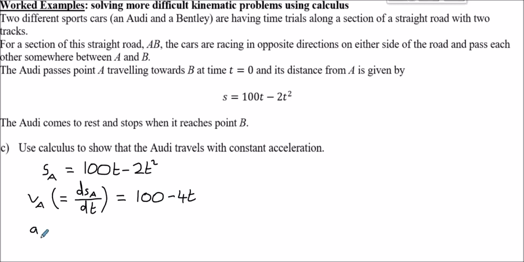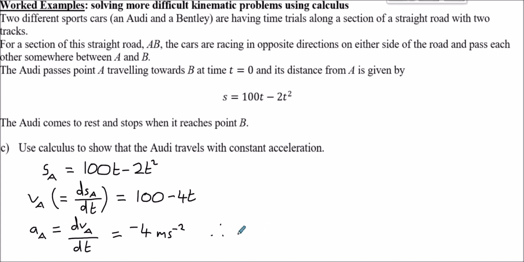We can work out the acceleration of the Audi by differentiating the velocity. Acceleration is just the change in velocity over time. In calculus form, acceleration is dv over dt. So if we differentiate this expression for velocity with respect to time, 100 is a constant, that just becomes 0, it vanishes. Minus 4t just becomes minus 4. So minus 4 is just a constant value. It doesn't depend on t or any other variable. So we've proven here that the acceleration is going to be a constant minus 4 meters per second squared.